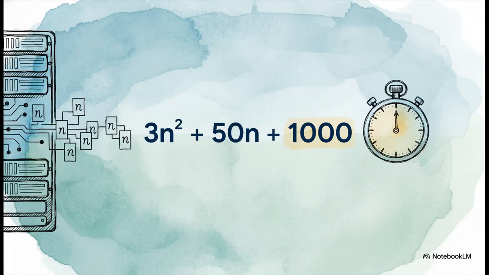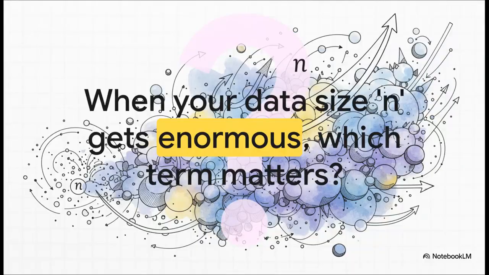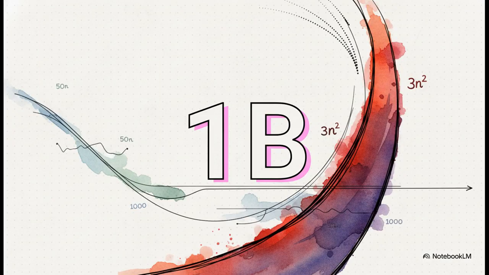So, a programmer might figure out that their algorithm takes, say, 3n squared plus 50n plus 1,000 milliseconds to run. And look at that, it's basically a polynomial, right? Except instead of x, they use n to represent the amount of data. Now, if n is small, like you're only processing 10 items, then yeah, all those terms matter. But what happens when n gets really big? What if you're Google and n is a billion?